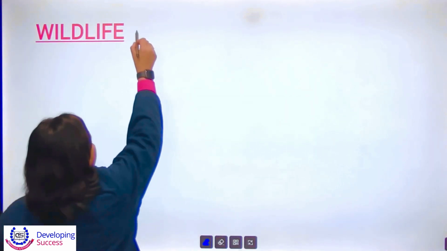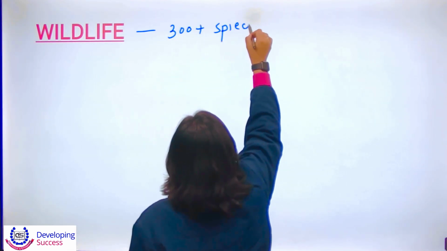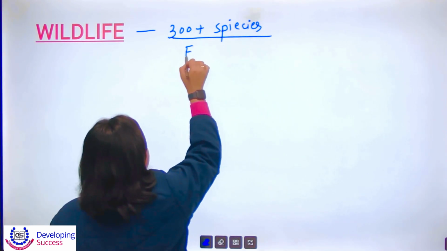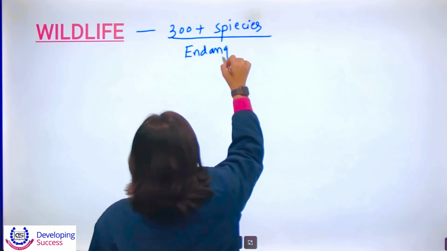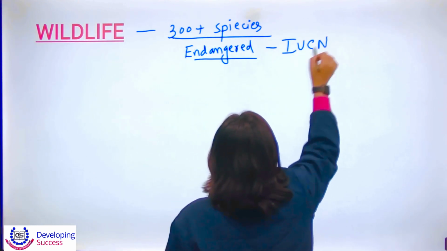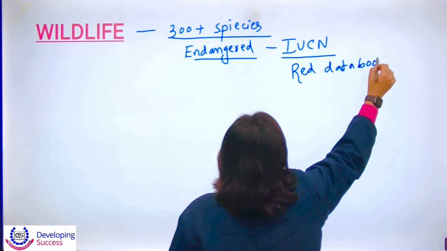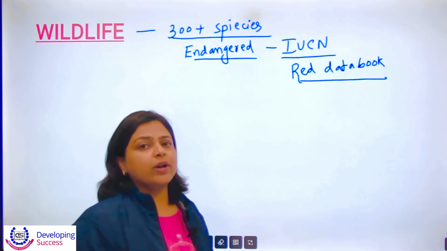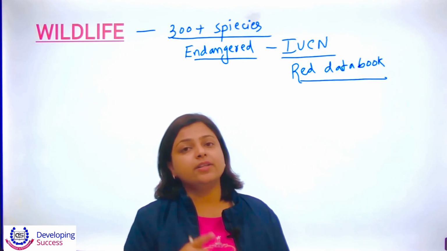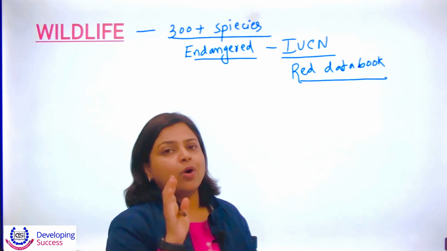More than 300 species in the Western Ghats are listed as endangered. They are listed as endangered by the IUCN in their Red Data Book. The IUCN is the oldest environmental organization in the world. It was founded in 1948 and has its headquarters in Switzerland in the city of Gland. IUCN: International Union for Conservation of Nature.